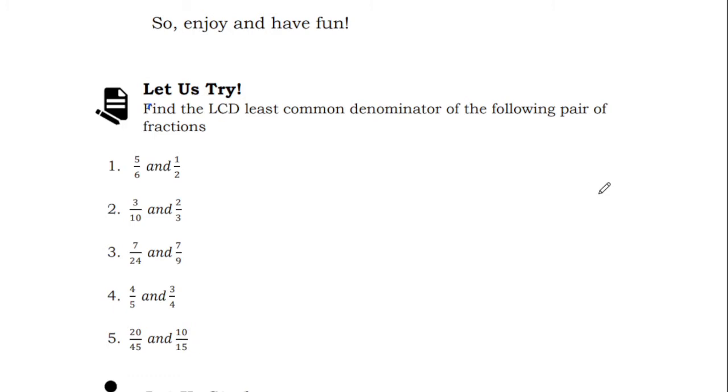So we have here number 1. The LCD, the least common denominator of these two, is 6. So in 5 over 6, we have still the same 6. And the other one, for the 1/2, we have an equivalent with denominator 6, as I said.